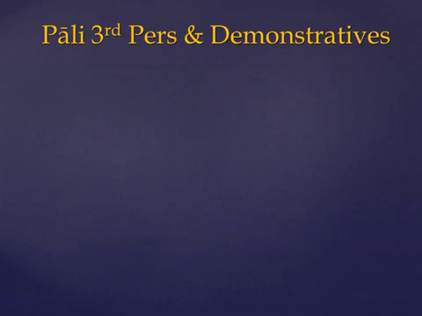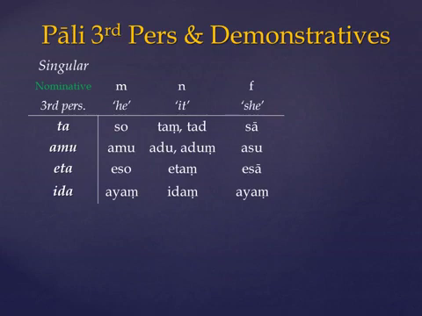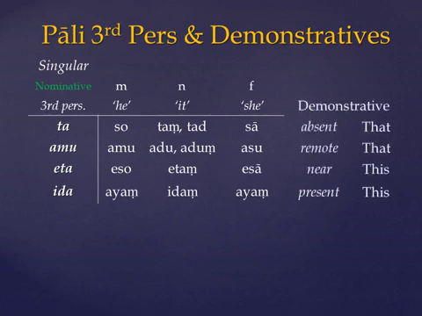Now in Pali, the third person pronoun can also be formed on other stems as well as ta. And we've seen that these pronouns, as well as acting as third person pronouns, can also act as demonstrative pronouns. Demonstratives being this and that in English. Now these demonstrative pronouns can also be used as possessive adjectives.